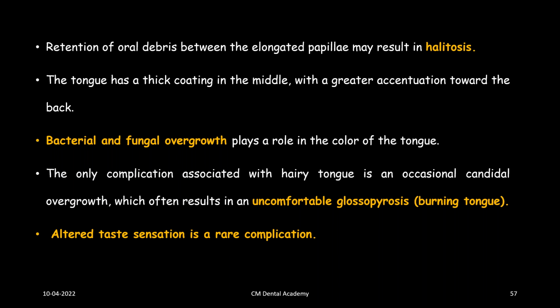The tongue has a thick coating in the middle with the greater accentuation towards the back. Bacterial and fungal overgrowth plays a role in the color of the tongue. The only complication associated with hairy tongue is an occasional overgrowth, which often results in uncomfortable glossopyrosis. Altered taste sensation is a rare complication.